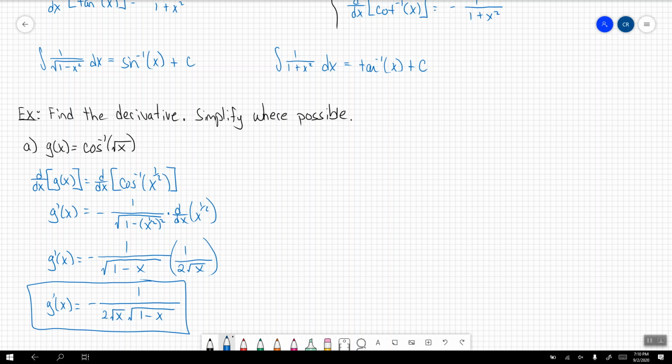So again, it's looking pretty good. And again, all we're doing is employing these derivatives of inverse trigonometric functions. Part B.